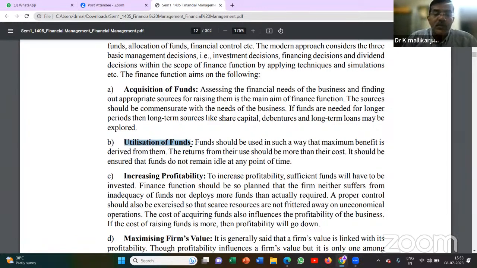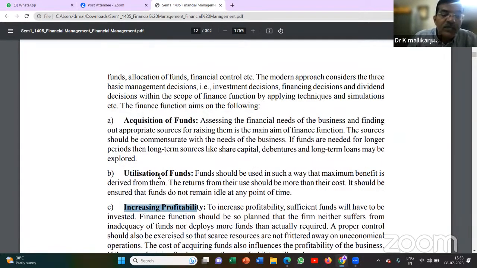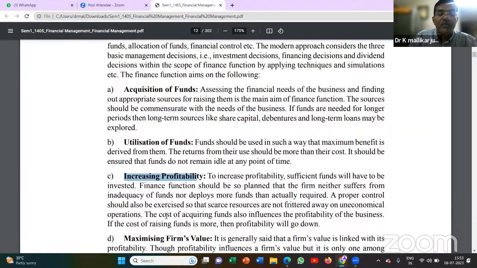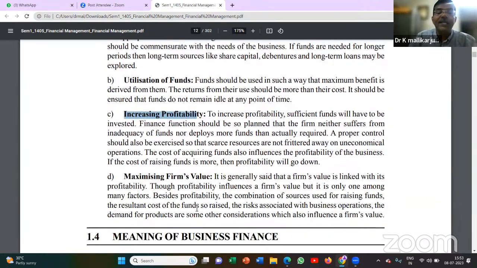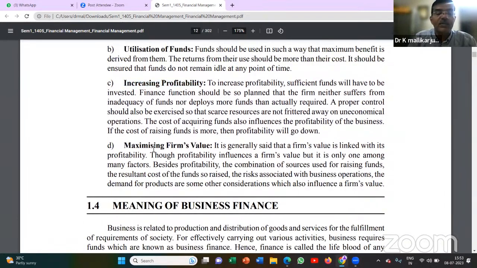also, right? So the third one is increasing the profitability. If these two are effective decisions, naturally the company's profitability is increased. Right? Whatever funds are procured, and whatever the effective utilization of funds, the company is increasing its profitability for a longer period. Okay, maximization of value of the firm.